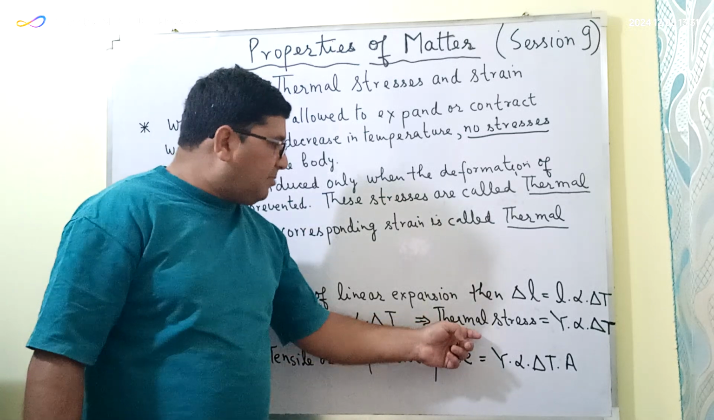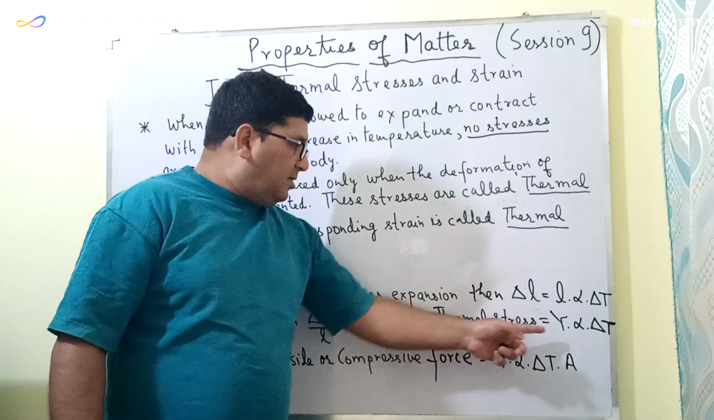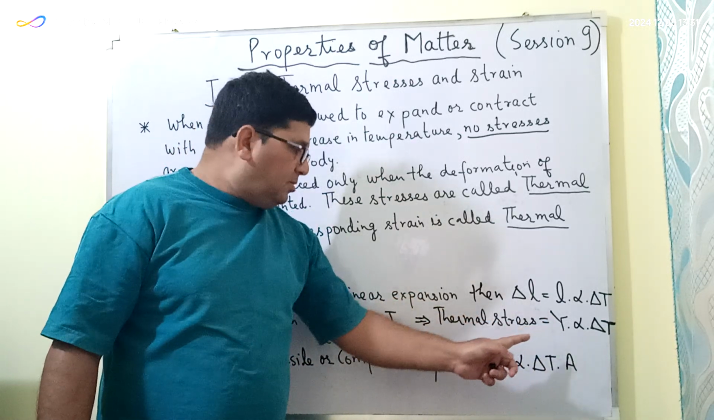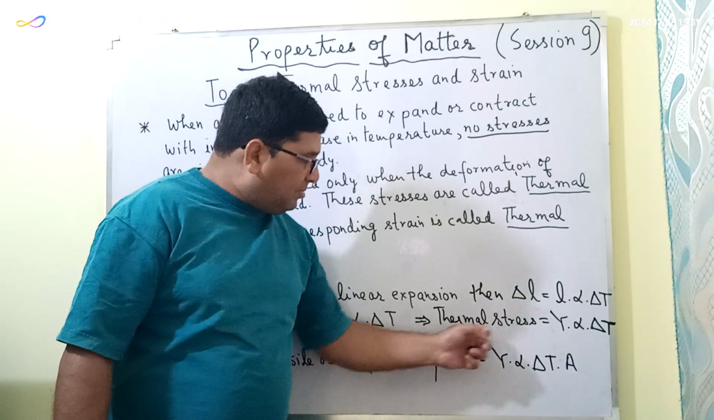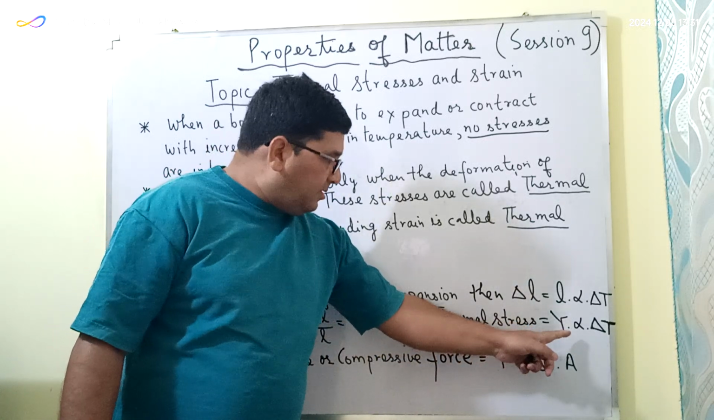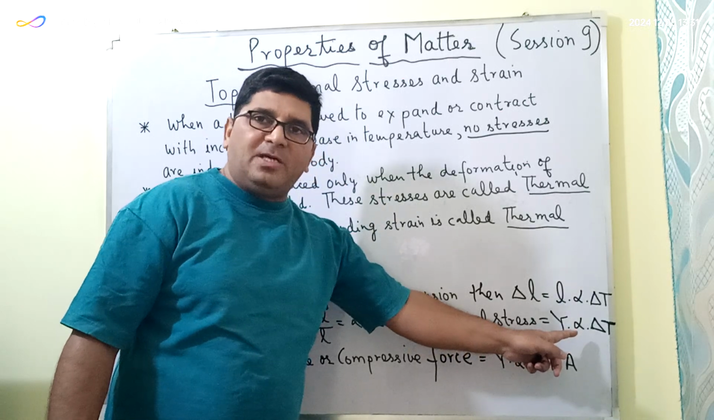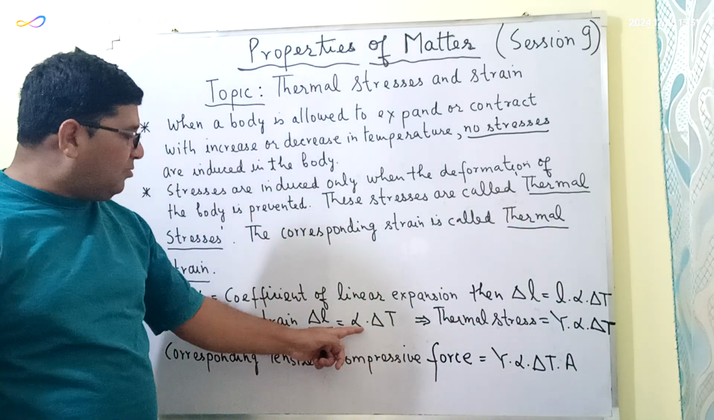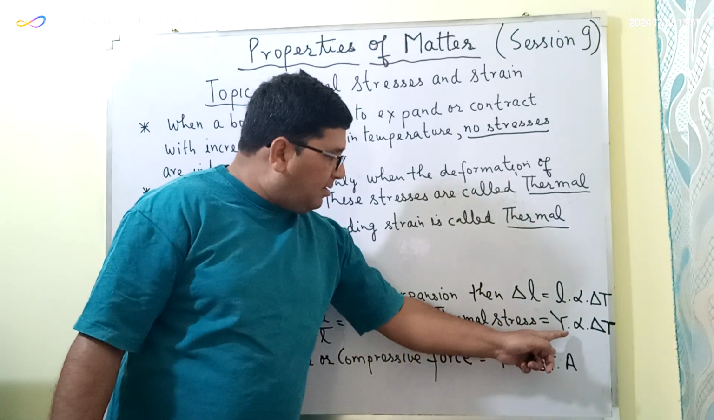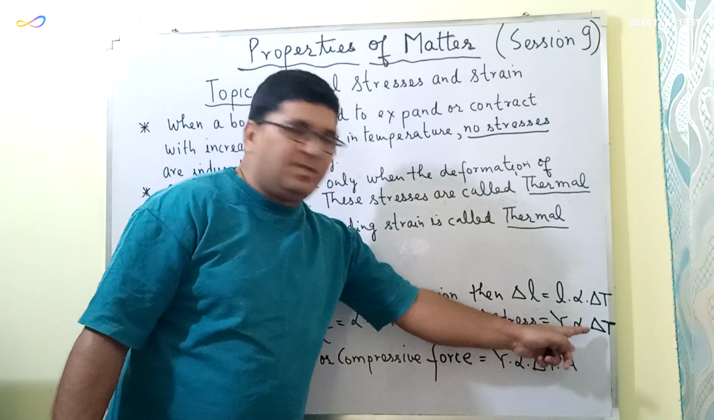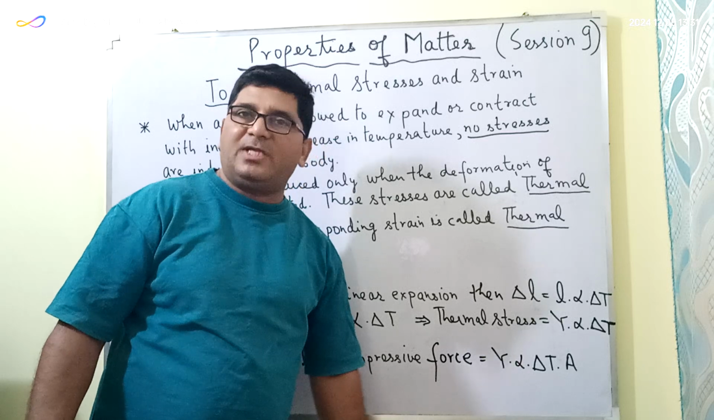So the corresponding thermal stress: now we know that Young's modulus Y is equal to stress upon strain. So the thermal stress will be equal to Young's modulus multiplied by the thermal strain, which is equal to alpha into delta T. So the thermal stress will be equal to Y into alpha into delta T, where Y is the Young's modulus of that body.